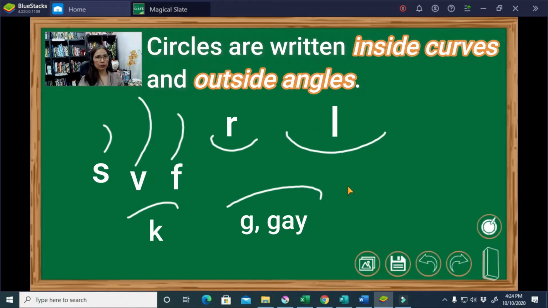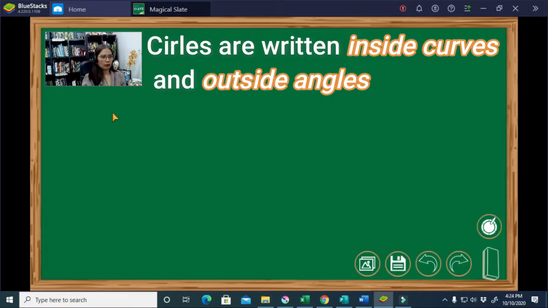Now, if you know all the curves, according to the rule, you are going to write the circle inside the curves. So, meaning to say, this portion is the inside part, this part, and also this part. This portion is the inside part, this one, and here and here. So let's have an example for this rule. For the word safe that we have in lesson 1, S is a curve and F is a curve. So meaning to say, the circle should be written inside the curve.